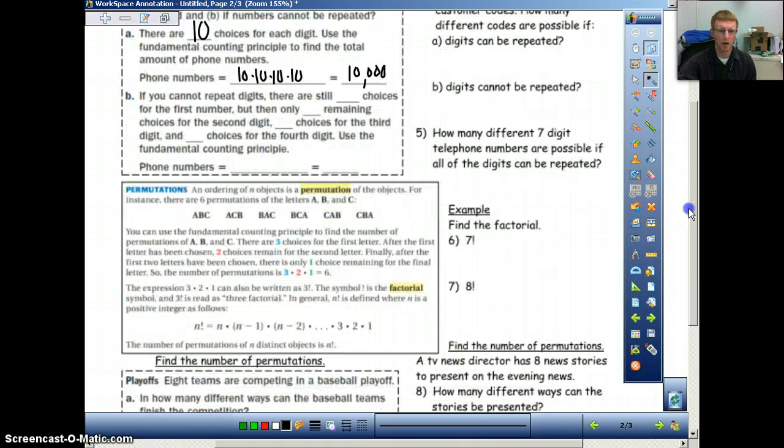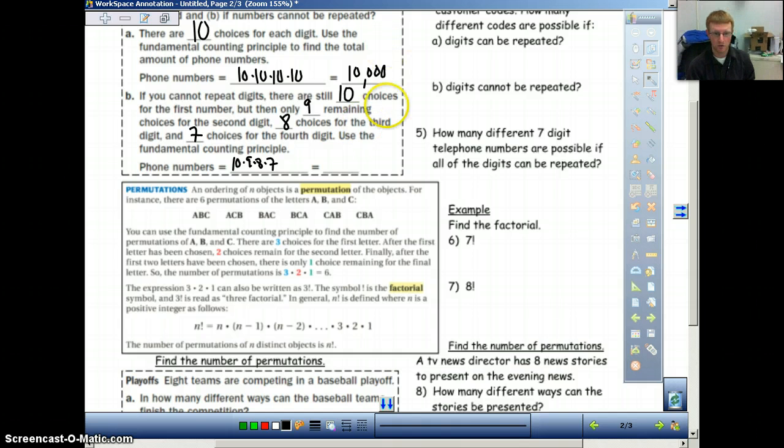But in the rare occurrence where you cannot replace a number, it's still easy, but it's a little bit different, because the first time you pick a number, you have 10 choices. But then we don't have all 10 anymore because we can't repeat. So then the second choice, we only have 9. The third one, we only have 8. And then the fourth one, we only have 7. So we multiply those 4. And you get quite a bit smaller number. It's almost half. So now if you're not able to repeat, you actually only have 5,040 choices instead.